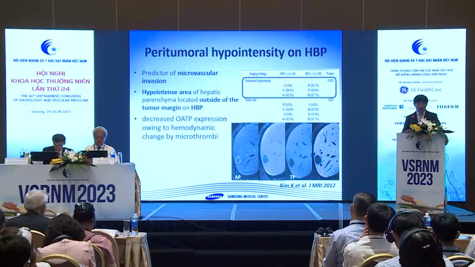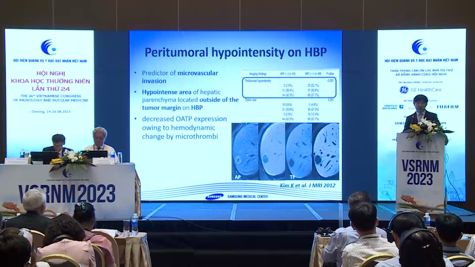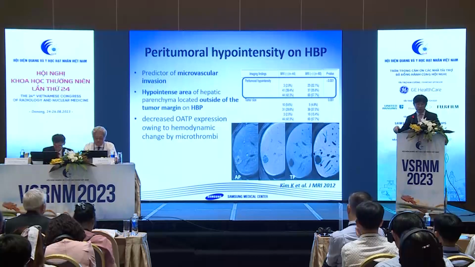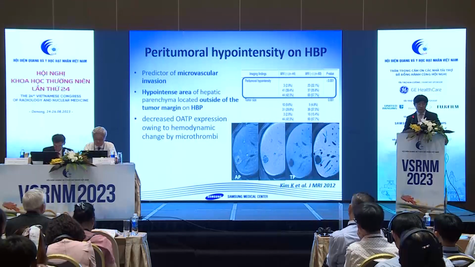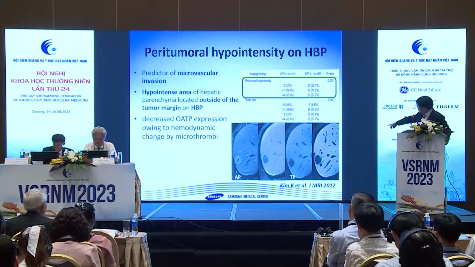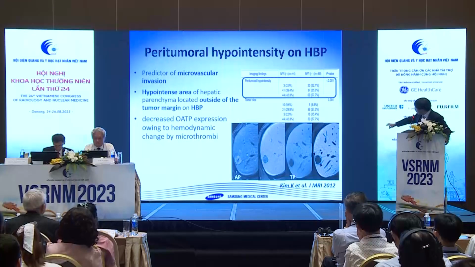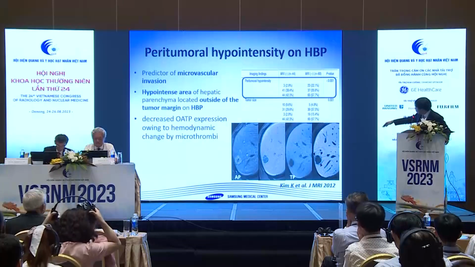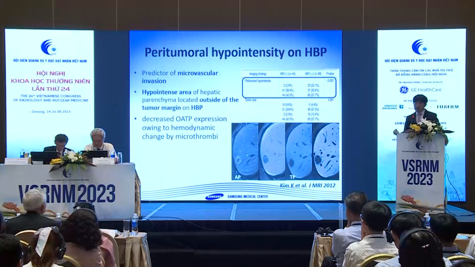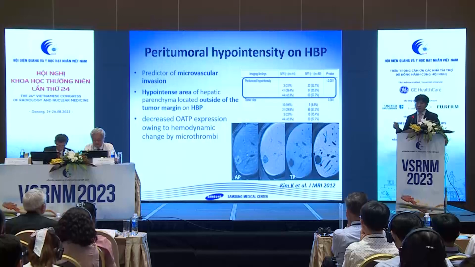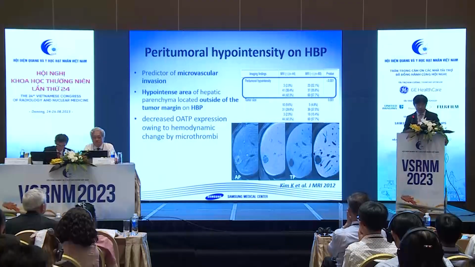The key finding of microvascular invasion on the hepatobiliary phase is peritumoral hypointensity, as well as an irregular tumor boundary. It is a good predictor of microvascular invasion. In the last image, you can see a tumor and around the tumor a very irregular hypointense area. It's not the tumor boundary, but microthrombi making the perfusion difference around the tumor, so it's a secondary finding of microvascular invasion.